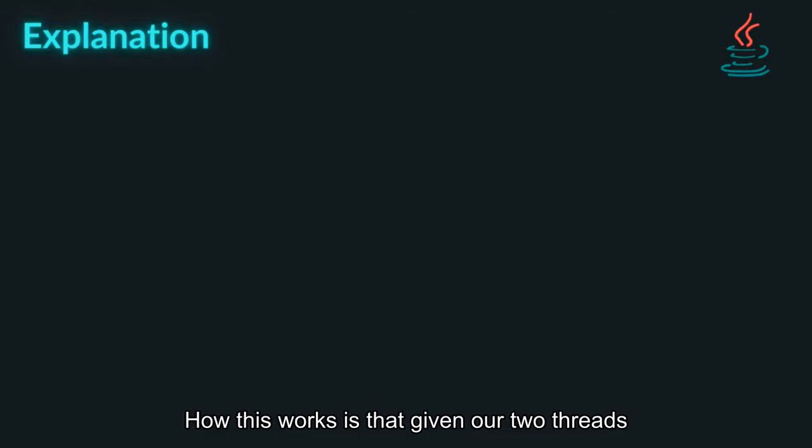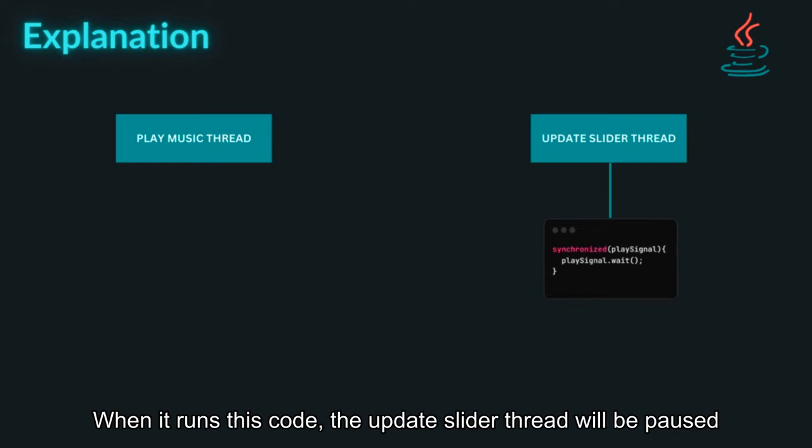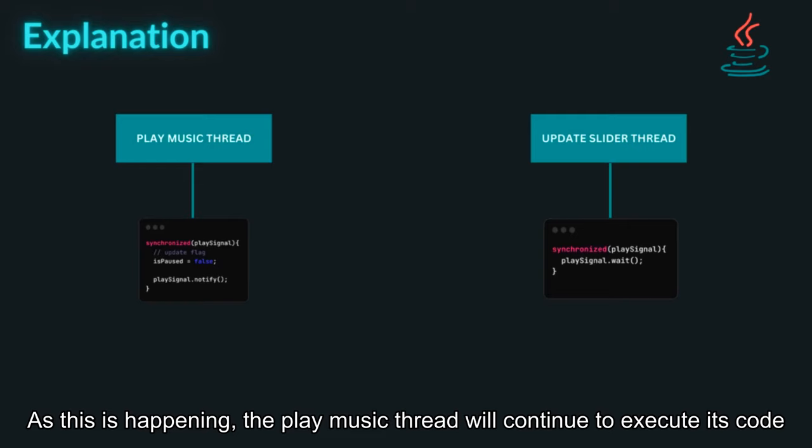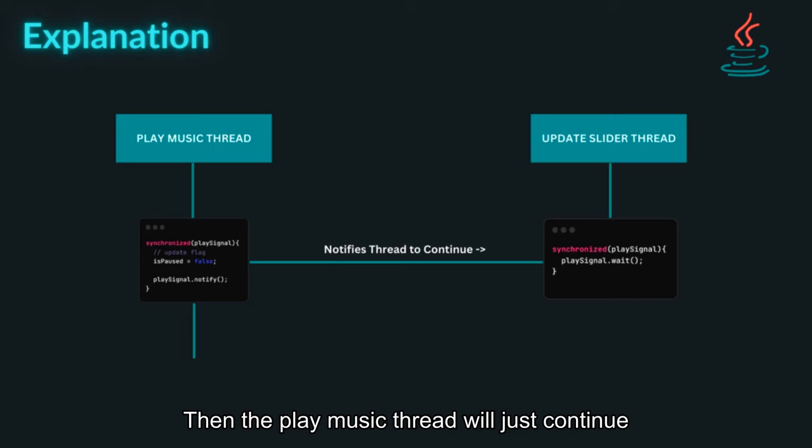How this works is that, given our two threads, play music thread and update slider thread, let's give a scenario where the update slider thread will run faster than the play music thread. When it runs this code, the update slider thread will be paused. As this is happening, the play music thread will continue to execute its code. In the play music thread, it will update the isPause flag to false, and then notify the update slider thread to continue. Then the play music thread will just continue.